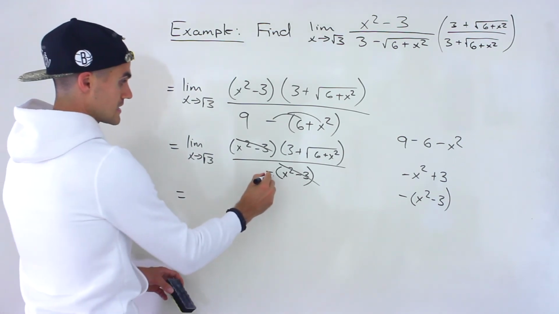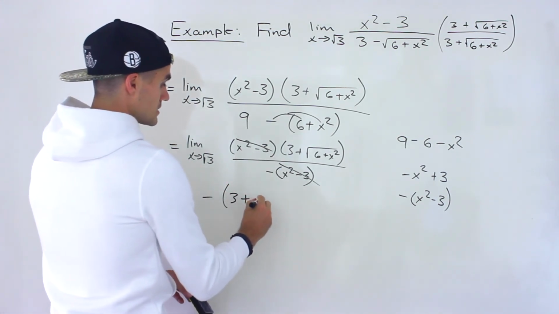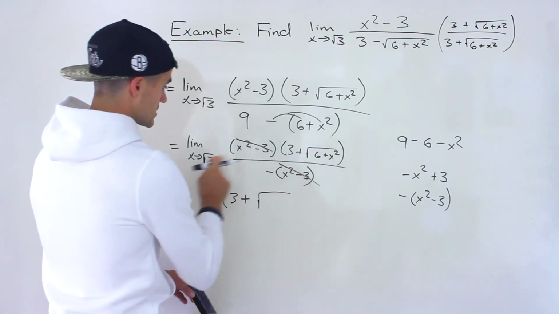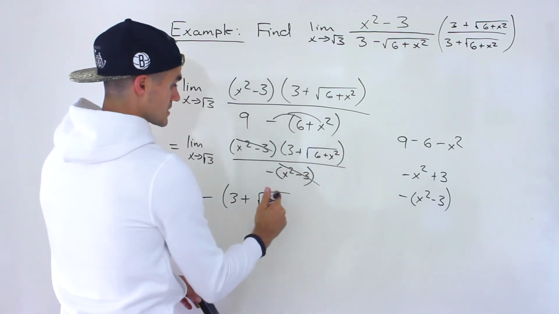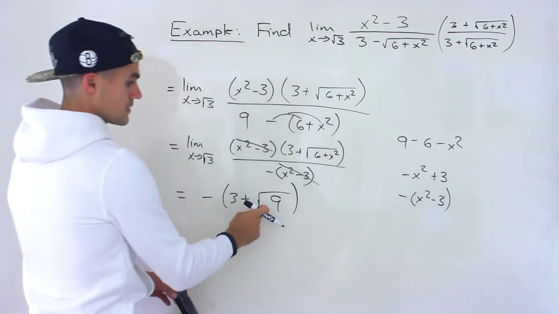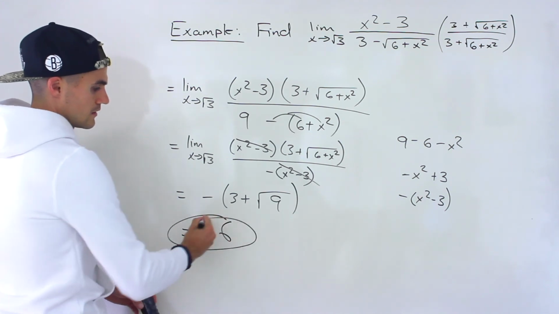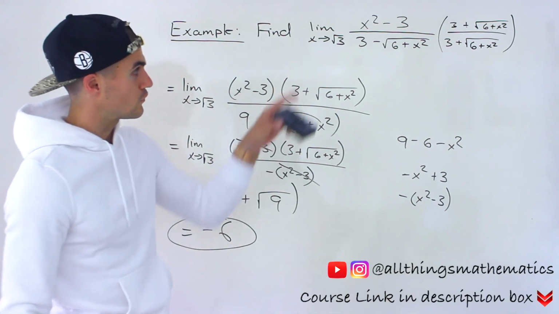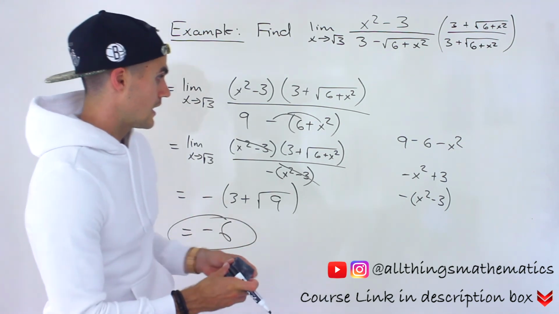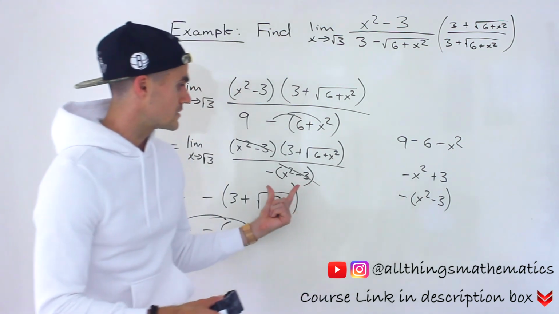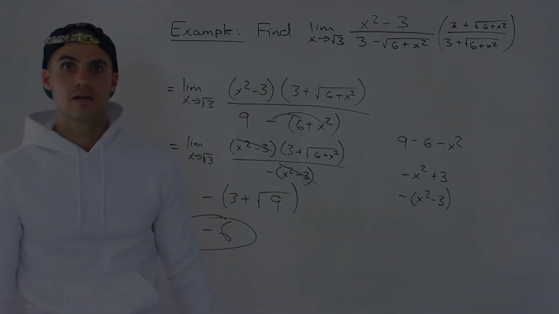So we would have this negative, there's like a negative 1 there, and then we'd have 3 plus the square root of 6 plus 3 squared. The square root of 3 squared is 3, plus 6 is 9, so the square root is 3, and 3 plus 3 is 6. So negative 6 ends up being the final answer for that limit. We had to rationalize it, and then do a little factoring in the denominator for those factors to cancel out. Negative 6 is the final answer.